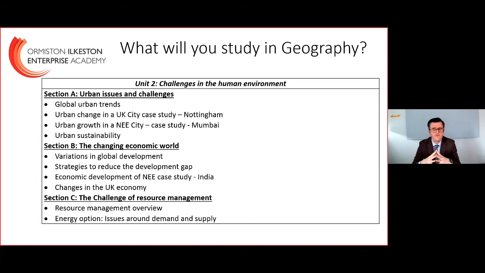The human environment, we look at the challenges that we face with humanity. We've talked about the impact of the global pandemic. We look at how urban changes have occurred in a UK city. We look at Nottingham as a case study there, and we'll complete some field work in Nottingham. And we look at a newly emerging economy city. We look at Mumbai for that. And we widen the study to look at India to understand how economic development has affected India as a country. We also look at the development gap between rich and poor.